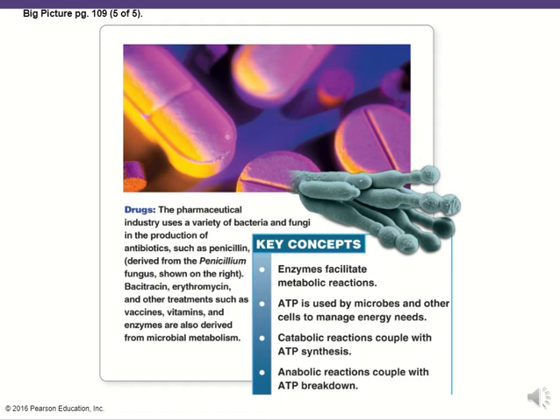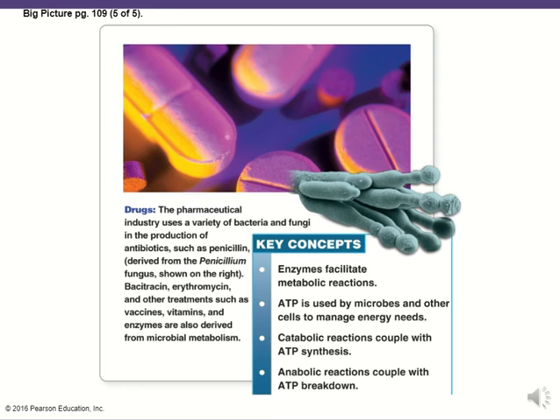There's also bacitracin, erythromycin, and other treatments such as vaccines, vitamin supplements, and enzymes, which are also produced or derived from microbial metabolism. Enzymes help speed up metabolic reactions. ATP, the energy molecule, is used by microbes and our cells to manage energy needs.